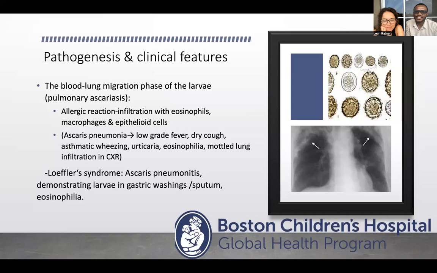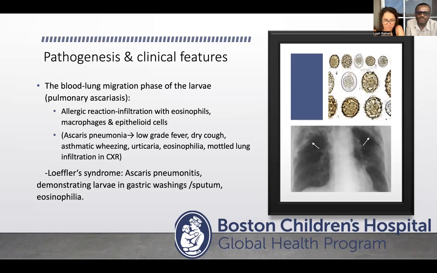So the pathogenesis and clinical features, we have to remember the pulmonary ascariasis, that's the blood-lung migration phase of the larvae, leads to allergic reaction. So you find eosinophils, macrophages, and epithelioid cells, leading to the pneumonia, as you can see the motile lung infiltration on the chest x-rays. And then you find what most people would think the kids have asthma by hearing the bronchi auscultations. Urticaria, so they are scratching all over. And as we previously said, eosinophils in blood.